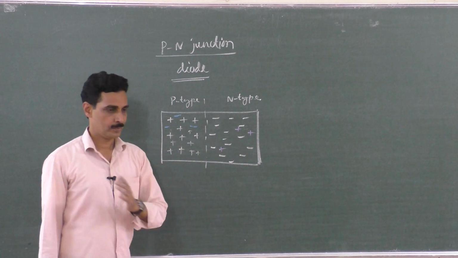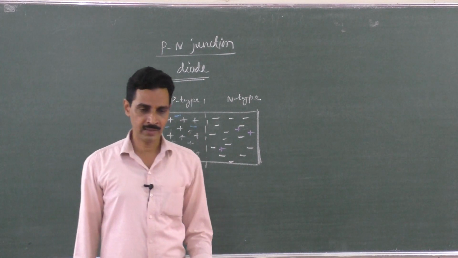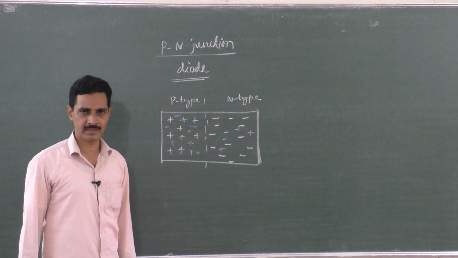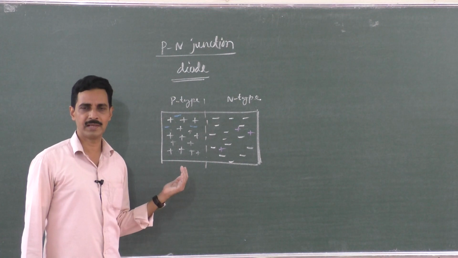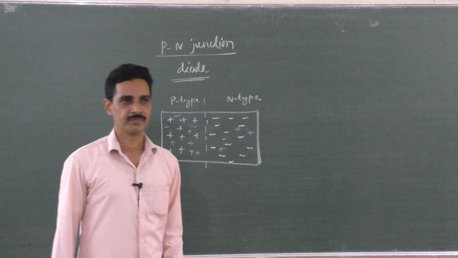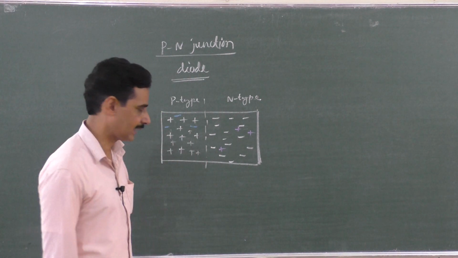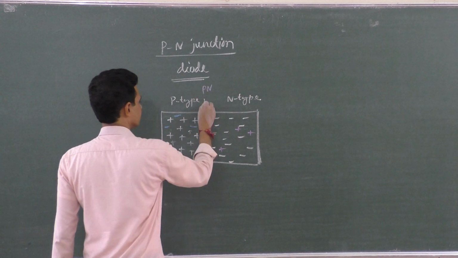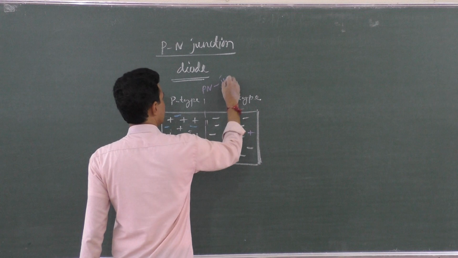Now mask one side and dope it with pentavalent impurity. Mask another side, dope it with p-type material, that is, convert it into p-type semiconductor. That means dope it with trivalent impurity. Remove the mask. Now the diode construction starts. At the junction, this is called the p-n junction. This junction is called the p-n junction.